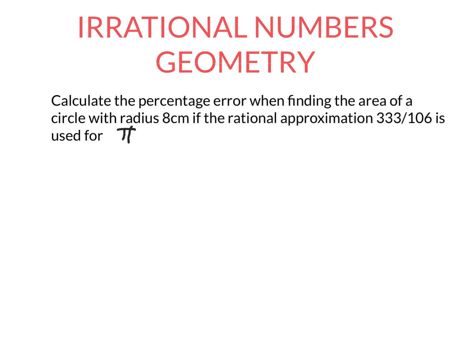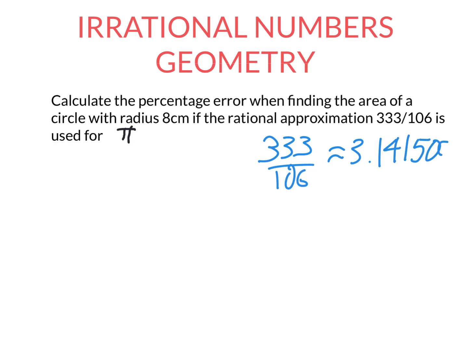So 333 over 106 is a rational approximation. It's the kind of number that might have been used a long time ago before calculators, but now calculators can get it right to about 10 decimal places. So 333 over 106 though, it actually equals 3.141509 and so on. Pi is 3.14159. So this one's kind of close. It has the first four digits right. So it's a rational approximation to pi.